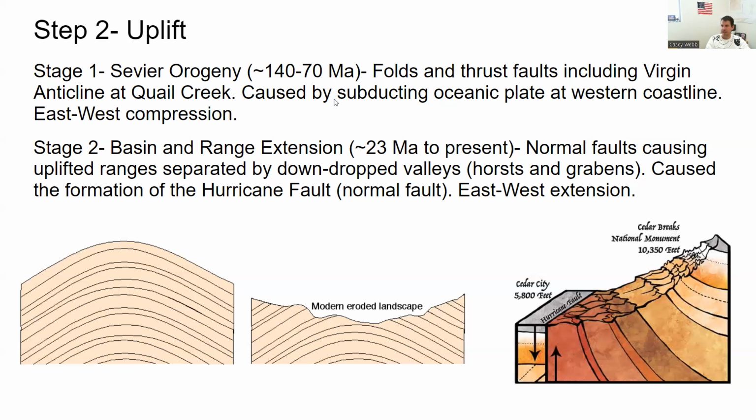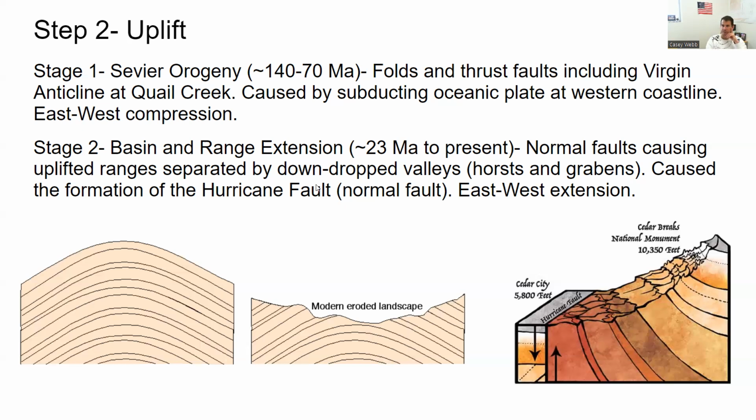So this caused the Hurricane Fault, which is where we stood. It down-dropped the Hurricane Valley and uplifted this plateau feature called the Markagunt Plateau, which is where Zion Canyon is.